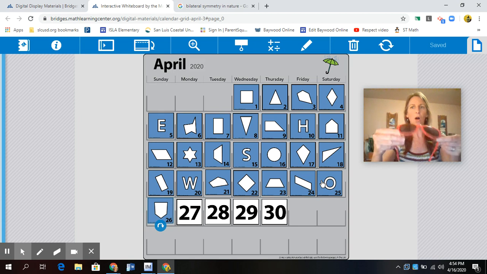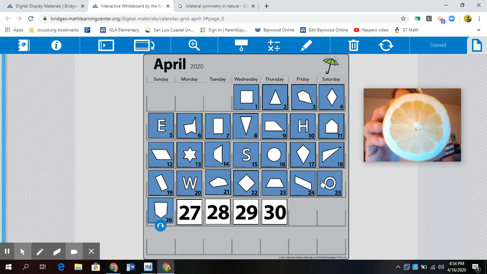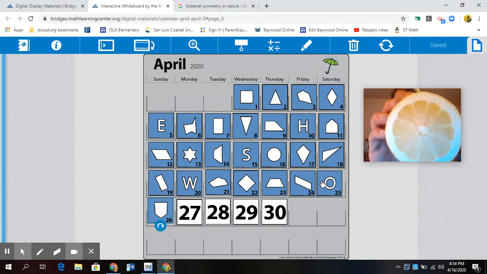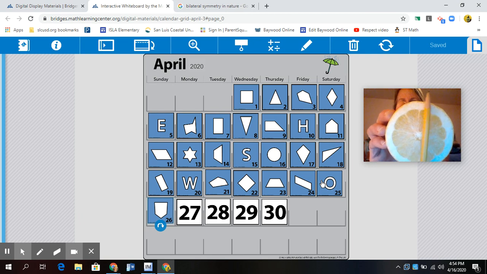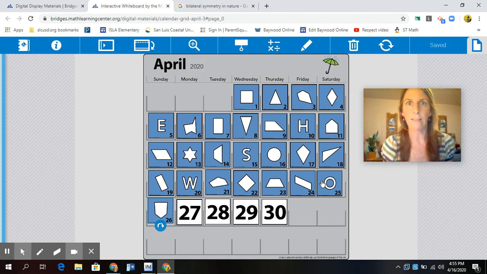Pretty cool. I also have a lemon tree in my backyard. You cannot see very well, but if I were to have a better focus on this, I could put a pencil right through it, and you would see that one half is more or less the same as the other half, that line of symmetry. Hey, challenge. Go find a line of symmetry on something in your house and show it to a grown-up and tell them, hey, I found something that's symmetrical and I'm going to show you why.